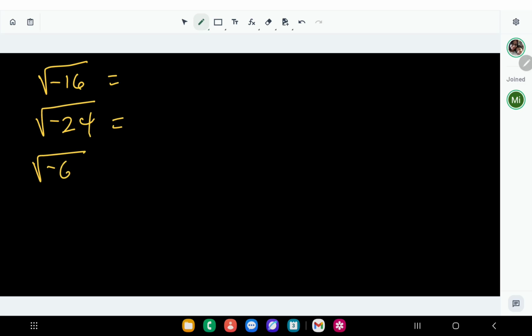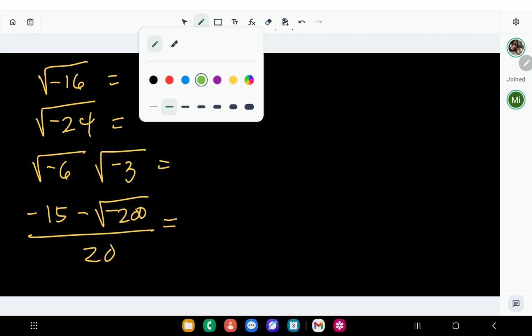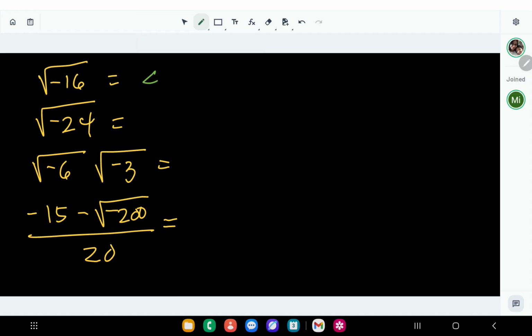Okay, can you solve this? Square root of negative 16, square root of negative 24. Can you give me the answers? Square root of negative 6 times square root of negative 3. Then negative 15 minus square root of negative 200 over 20. Can you give me the answers to this? Okay, so this is 4i. You're right. And the next one.